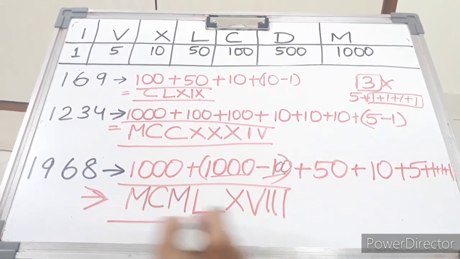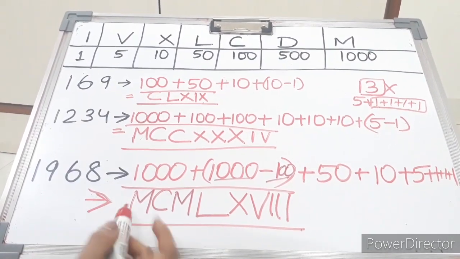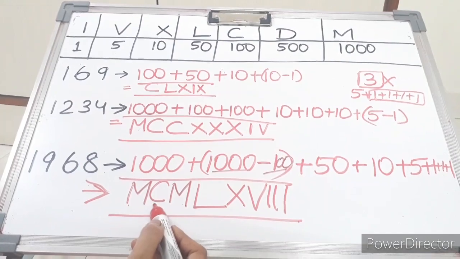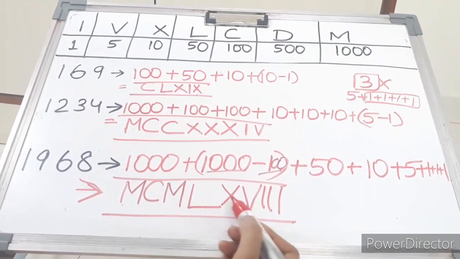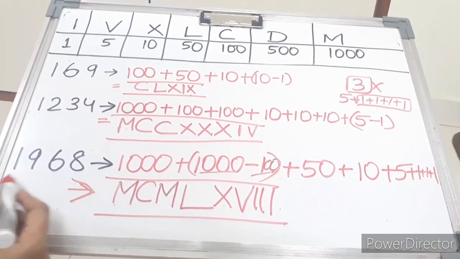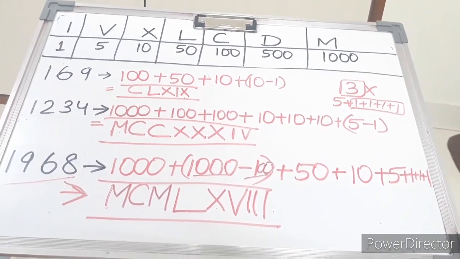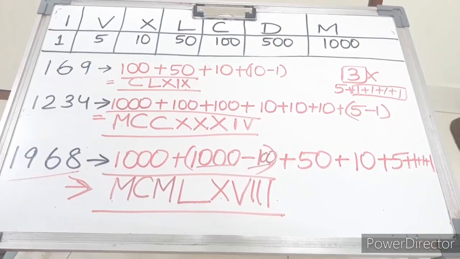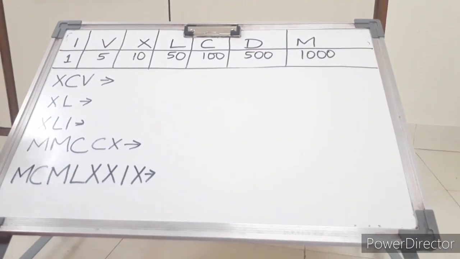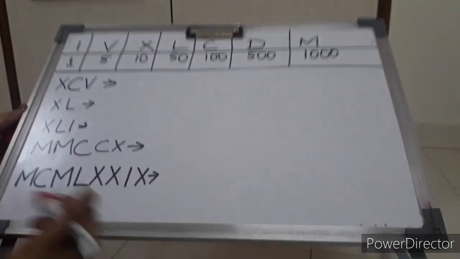Now again we will check this. 1000. Then 1000 minus 100 is 900. 50, 60 and then this is 60 and 8. So it is 1968. So coming towards the next question. Now if we have Roman numerals and we have to find the numbers, so how can we find? Now again it's a vice versa question.